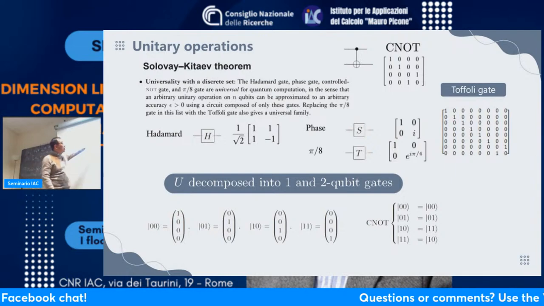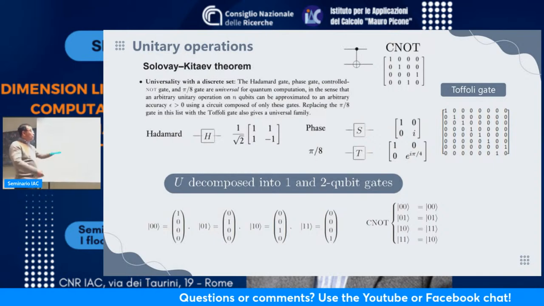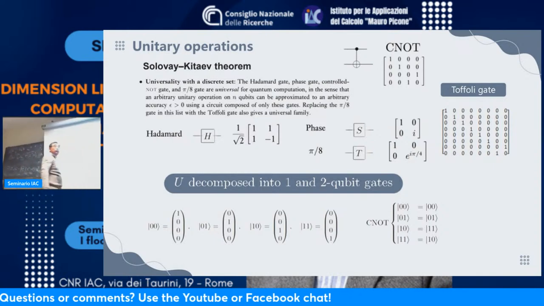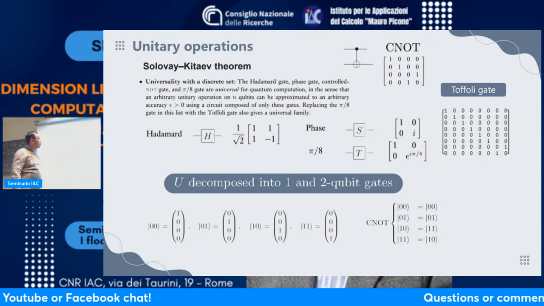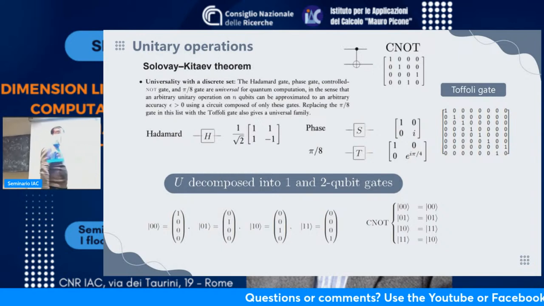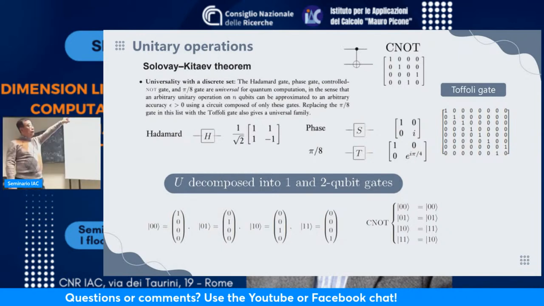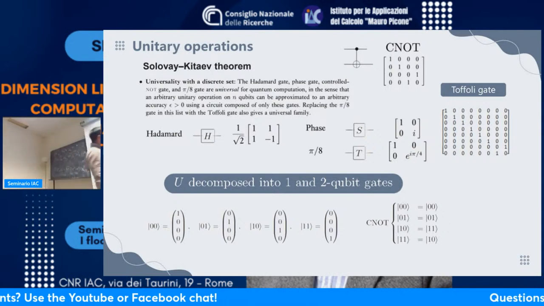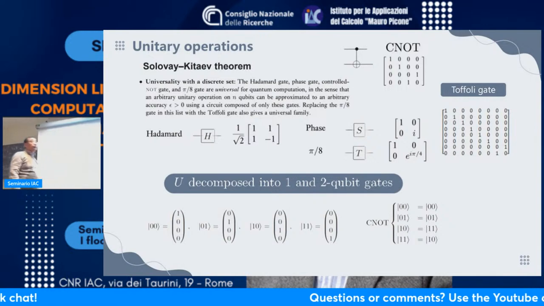So these four matrices are called universal quantum gates. You just design a quantum circuit using these four gates. Three of them are just 2×2 unitary matrices: the Hadamard gate, phase gate, and T gate. And you also need this 4×4 matrix, the so-called controlled-NOT gate. This CNOT is 4×4, and the first 2×2 block is just the identity. And in the last two, you just switch certain components.